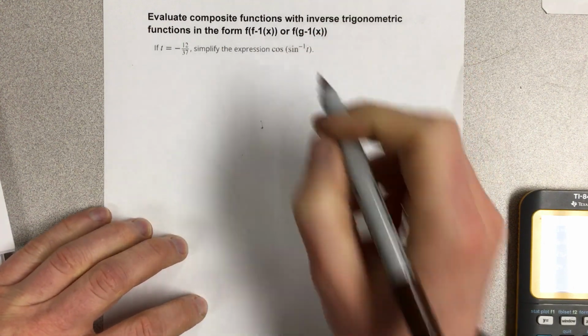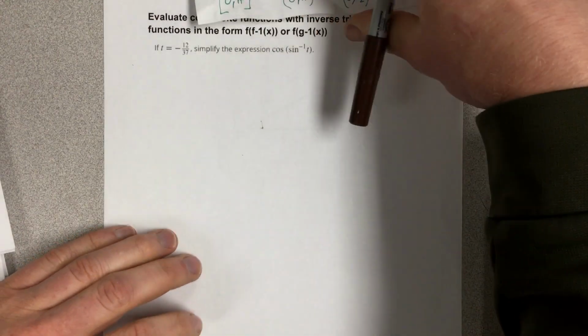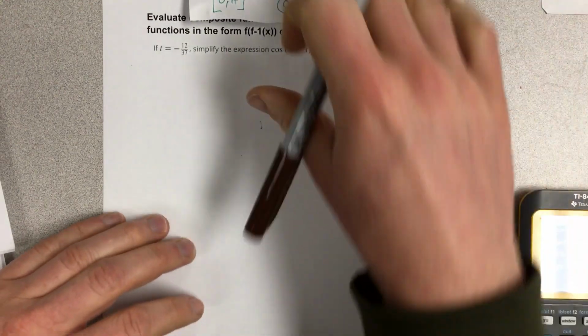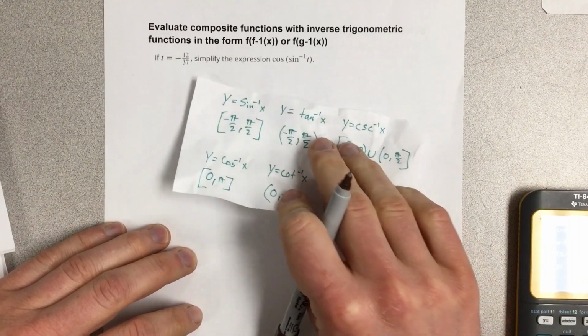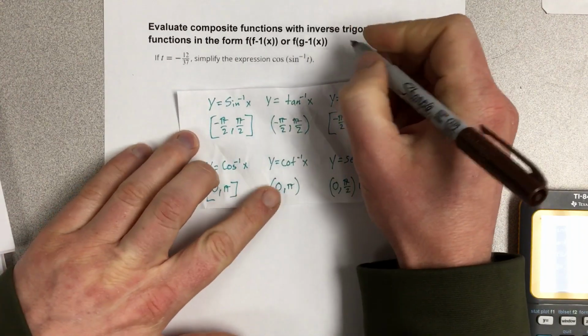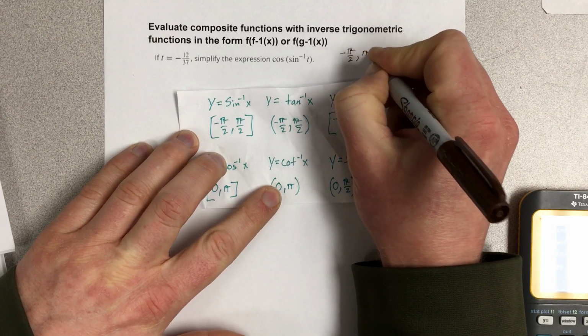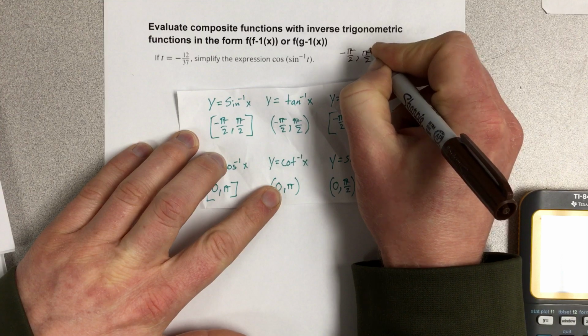So first of all, sine inverse has a range restriction of negative pi over 2 to pi over 2. So we're going to write that down. Negative pi over 2 to pi over 2 is the range restriction for sine inverse.